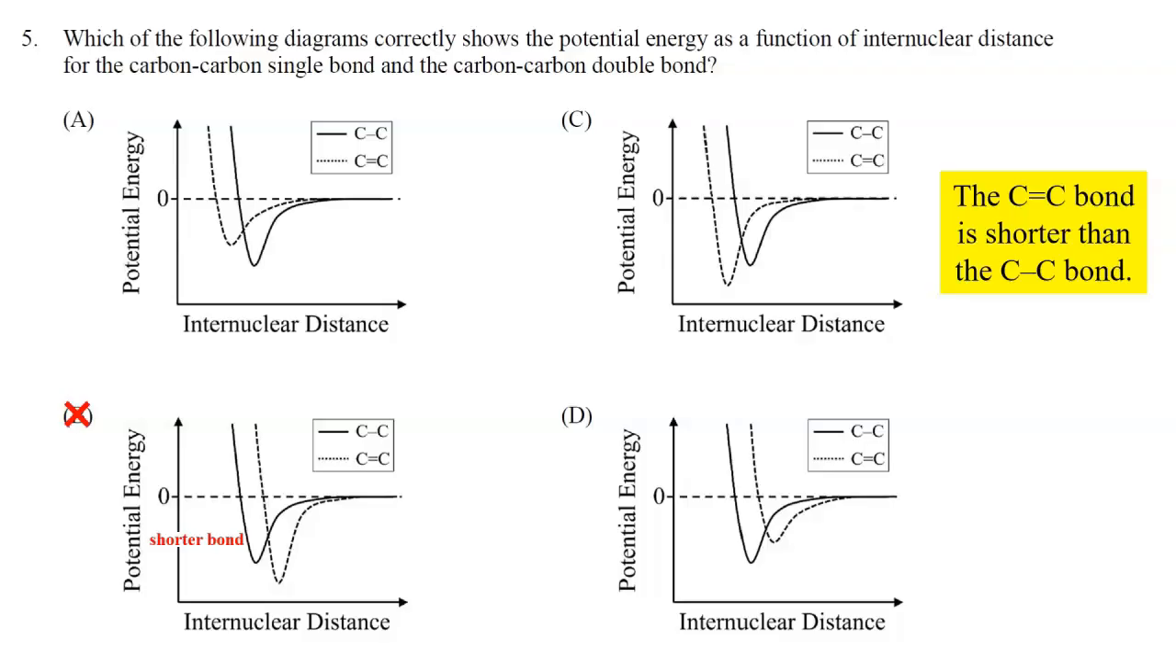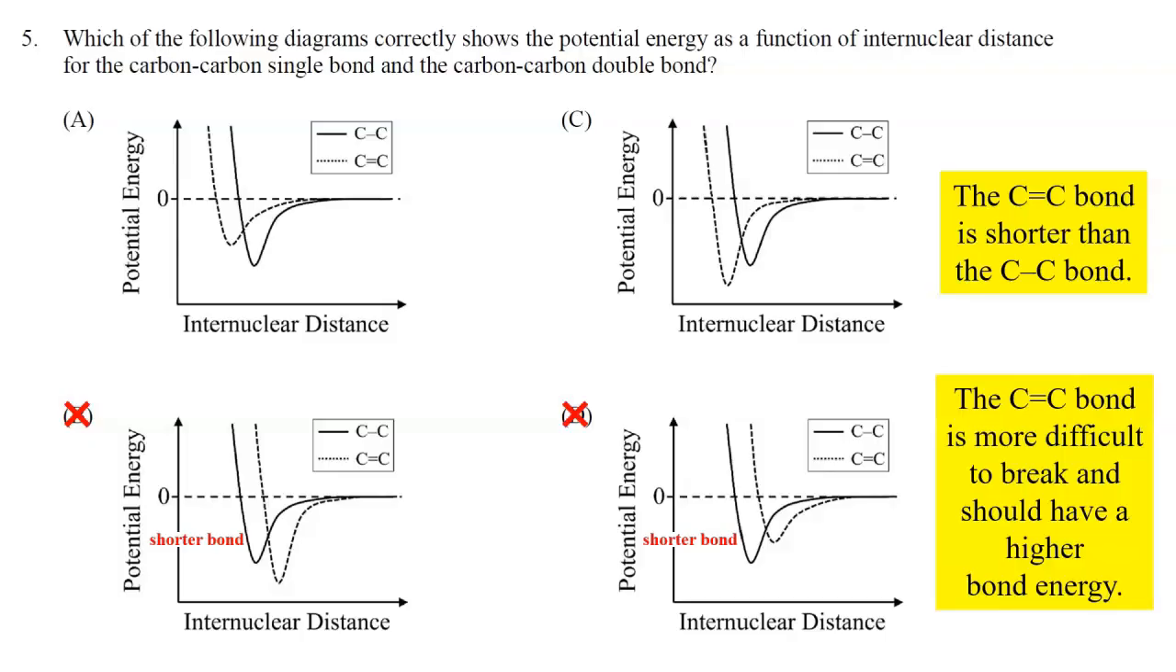And then for the same reason, we can also eliminate choice D, because if you focus your attention on that carbon-carbon single bond curve, again, you see the minimum in potential energy is located further to the left on the x-axis, indicating a shorter bond, which we know is not true. So now we've narrowed it down to either choice A or C in this question. A carbon-carbon double bond is not only shorter, it is going to be more difficult to break, and it should have a higher bond energy.